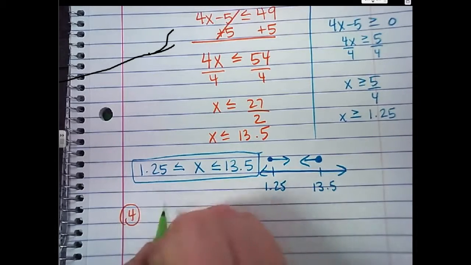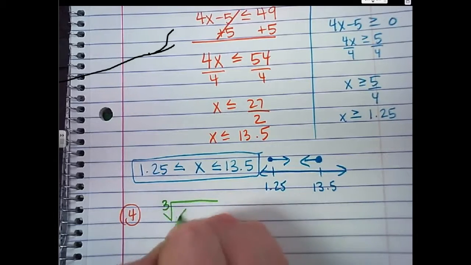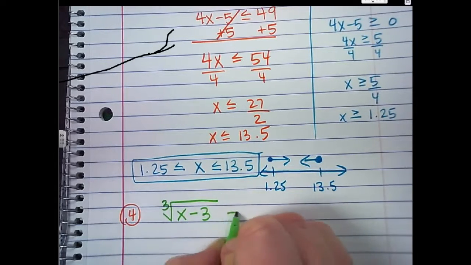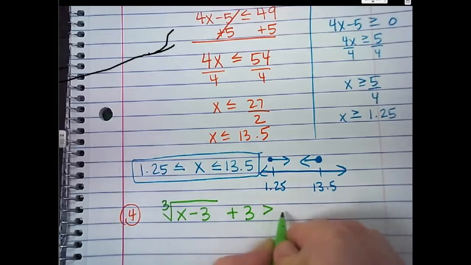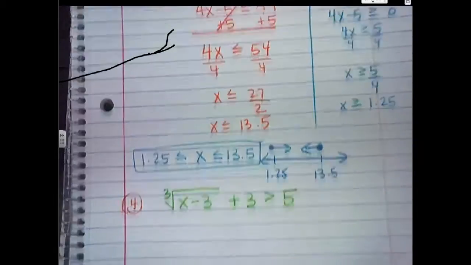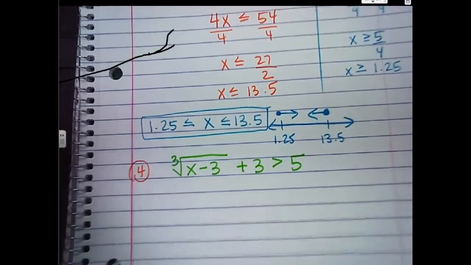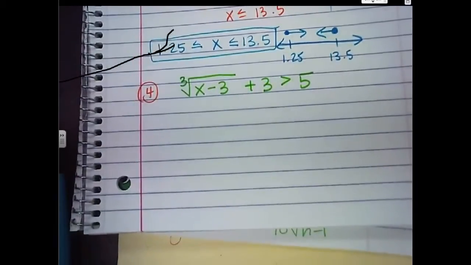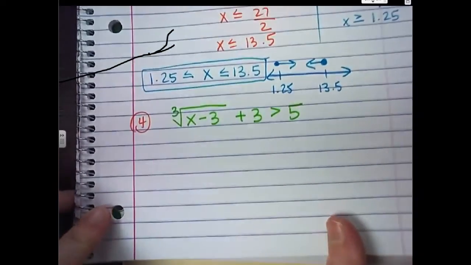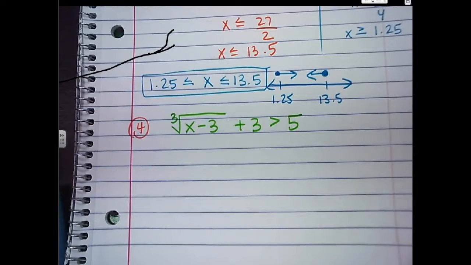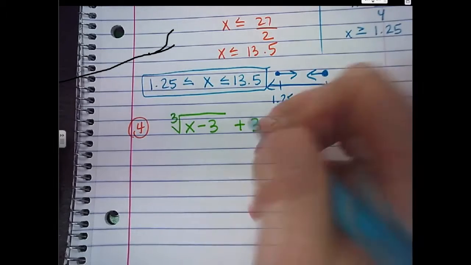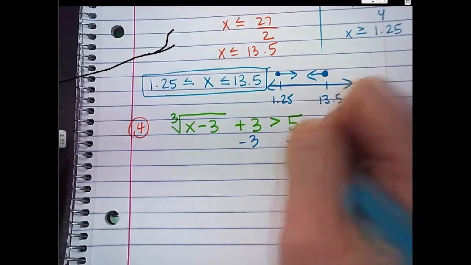Okay, number 4. Do a cube root. So cube root of x minus 3 plus 3 is greater than 5. So nothing changes here. We still want to isolate the radical. So subtract the 3 over.